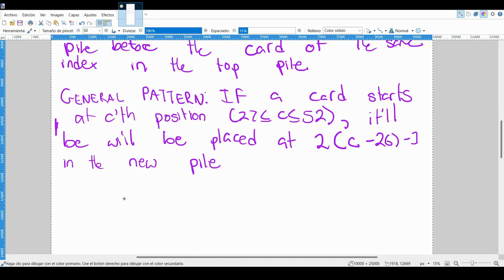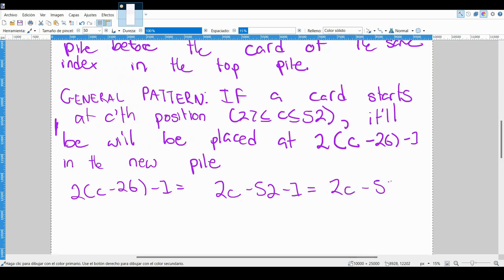And then we have that 2 times C minus 26 minus 1 equals 2C minus 52 minus 1 equals 2C minus 53. This is a multiple of 53 subtracted from 2C, which is congruent to 2C modulo 53, which is what the question initially was asking.